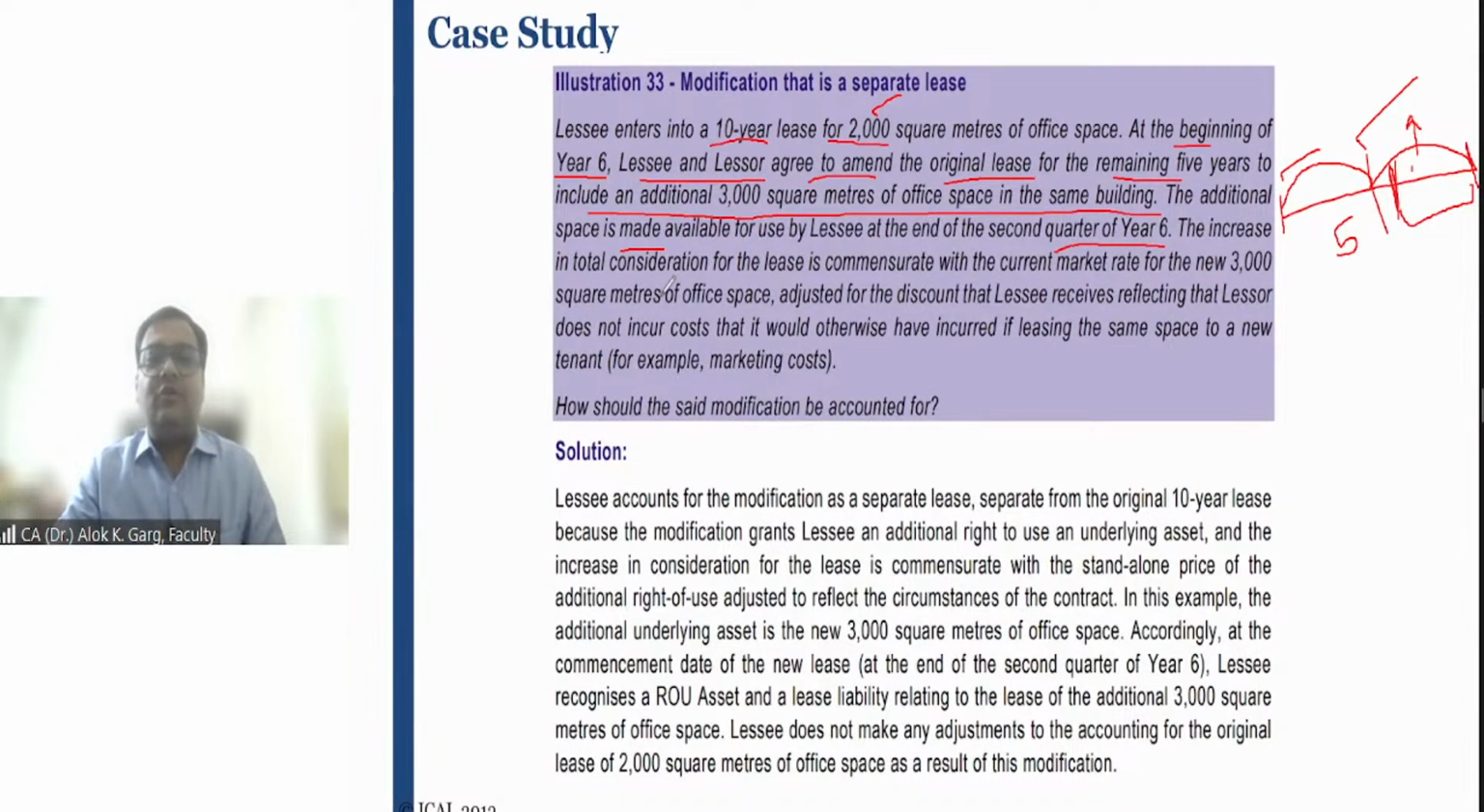The increase in total consideration for the lease is commensurate with the current market rate for the new 3,000 square meter of office space, right? So this increase in total consideration is also commensurate with the current market rental for the new space. Adjusted for the discount, the lessor has also given some discount. Now let's see whether this discount makes the treatment of this contract different, or this contract would still be a separate contract.